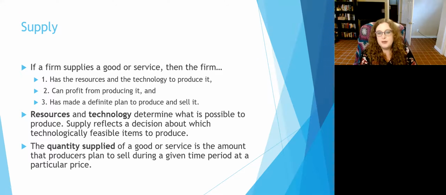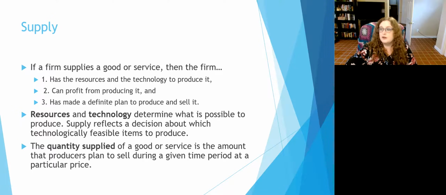So if a firm supplies a good or service, there are a couple things we need to think about. What does that supply actually mean? Remember, for demand, it was that I want it, I have the money for it, and I have a plan to buy it. For supply, it means that you have to have the resources and technology to produce a good. You can say that you're going to supply tennis shoes all day, but if your machines make sweaters, then you do not have the resources and technology to produce shoes, right?